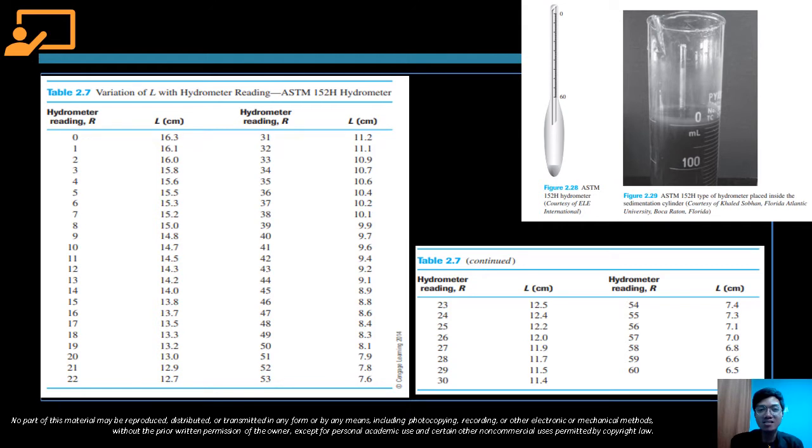Okay, so class, this is the table showing the variation of L with hydrometer reading. The hydrometer readings are in this column, and this one, and this one, up to 60. For each reading there is a corresponding L. These are the values of L that we will use in our formula in solving for the diameter, D equals K times the square root of L over T. These are the L values, class.